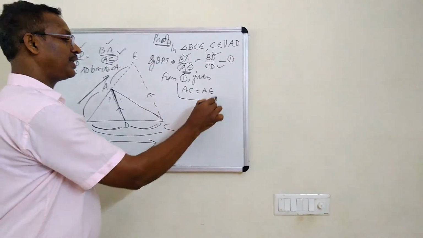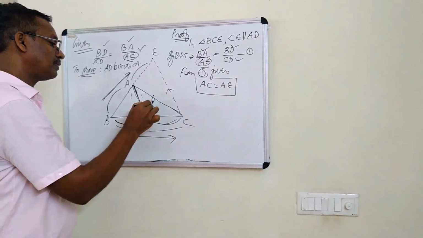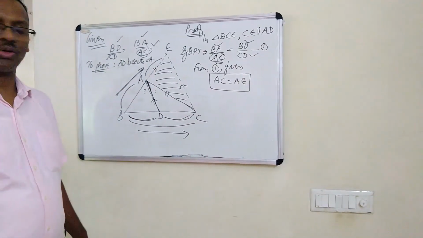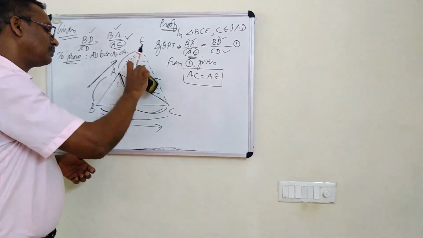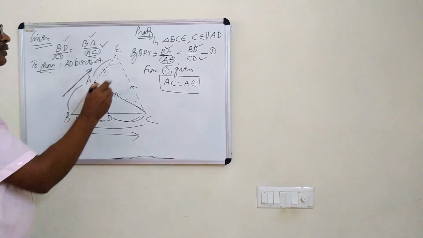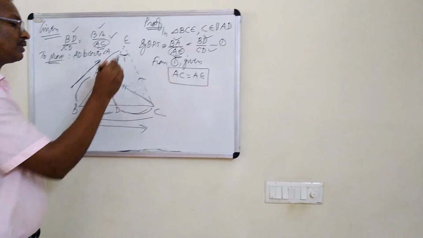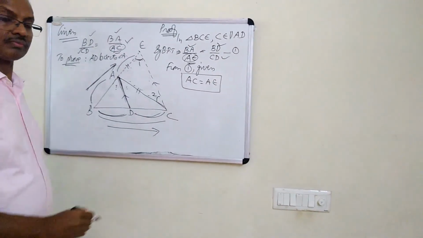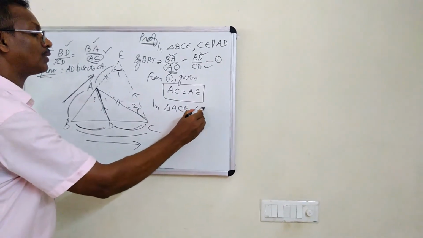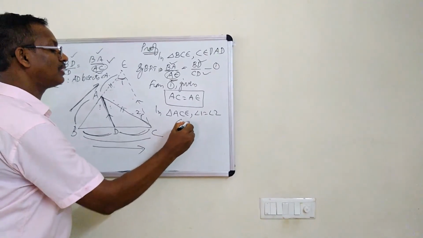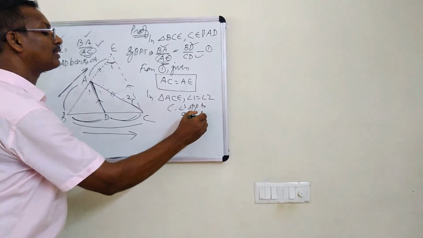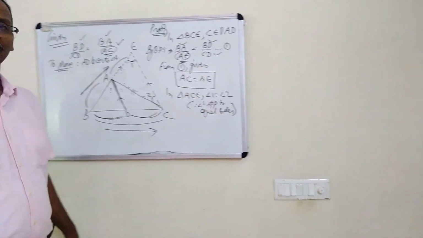Here AC and AE are equal. AC and AE are here in this triangle. In a triangle, all of you know, if two sides are equal, their opposite angles are equal. So angle E, or we can name it as 1, is equal to 2. In triangle ACE, we can write angle 1 is equal to angle 2 because of angles opposite to equal sides. As the sides are equal, their opposite angles are equal.